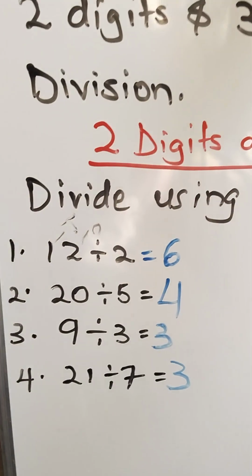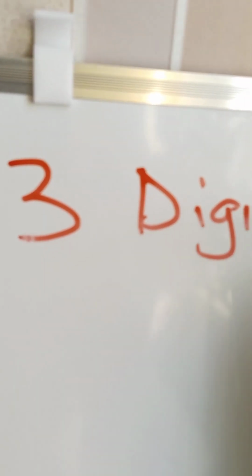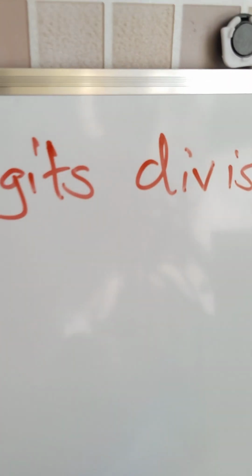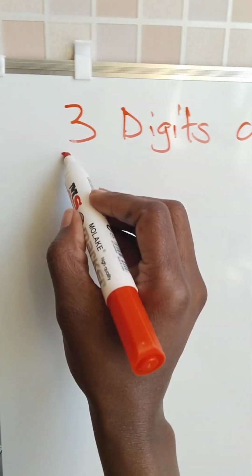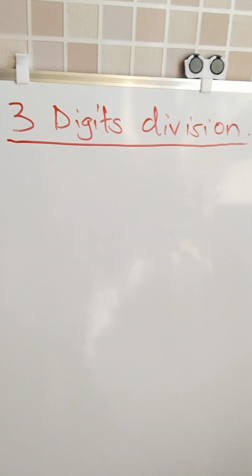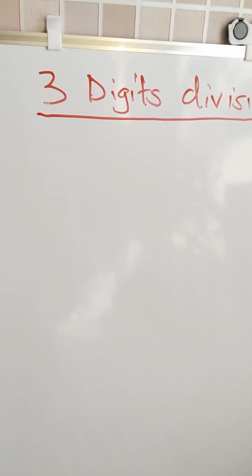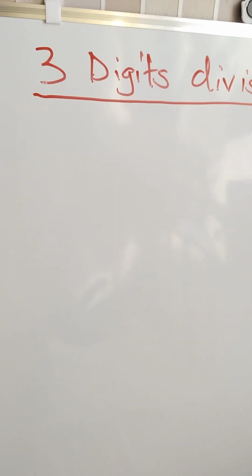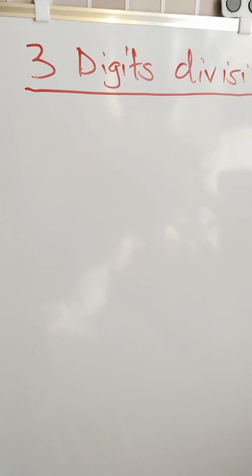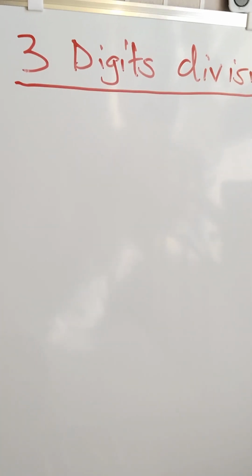So let us turn to the other side, like this, and then let us go to 3 digits division. So now we are going to go to 3 digits division. We have seen how to divide 2 digits. Now we are going to see if we have 3 digits, what do we do?